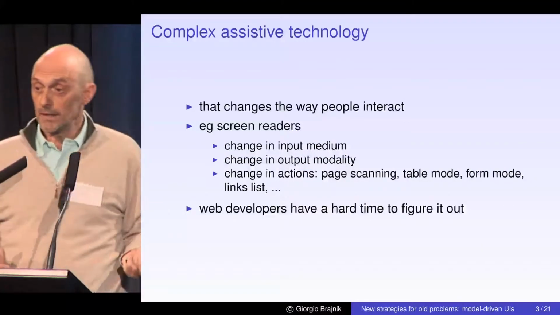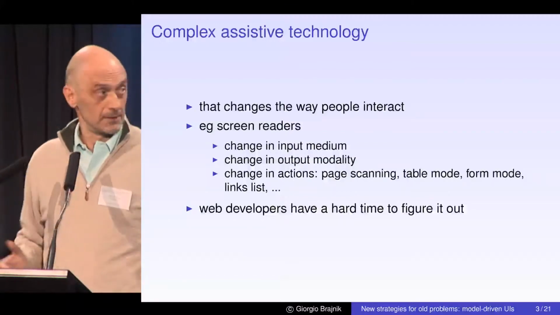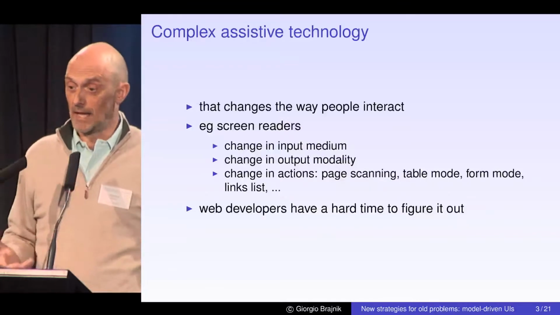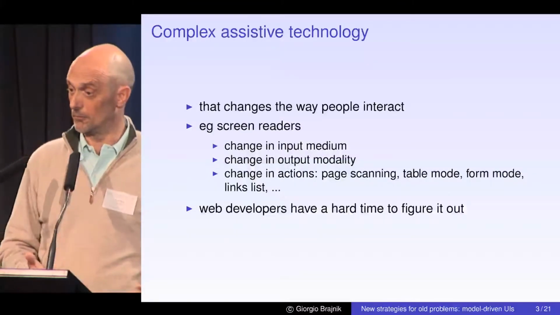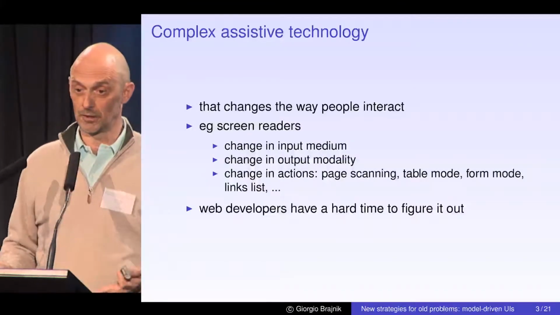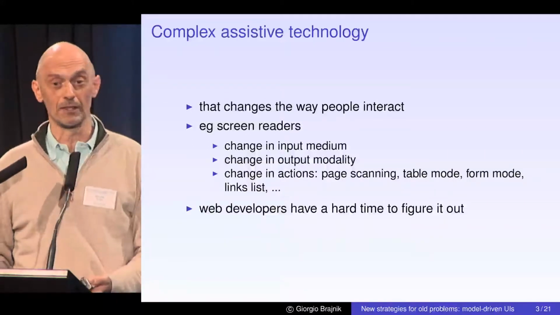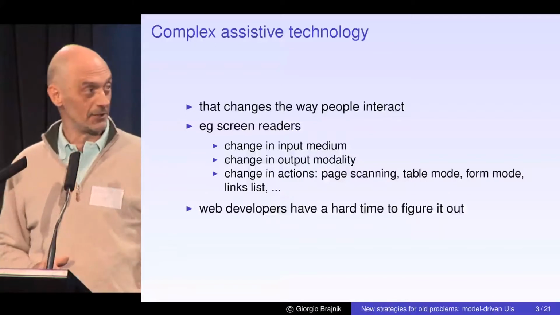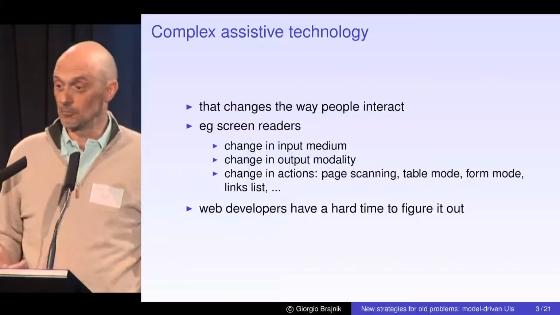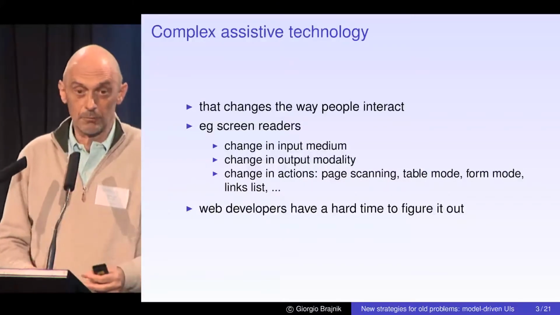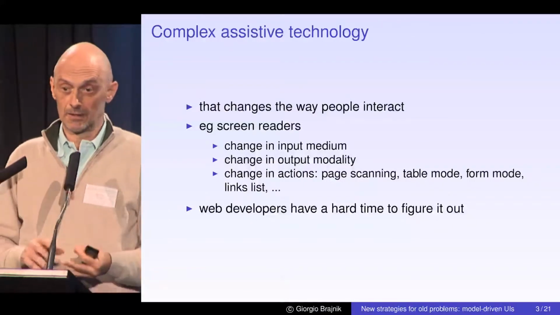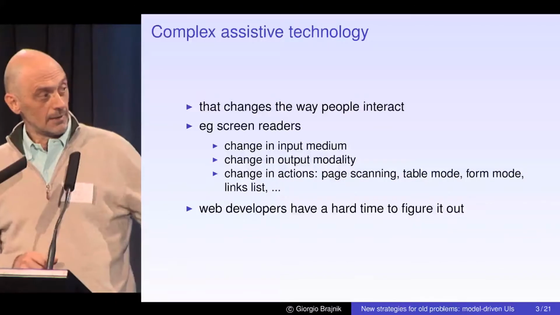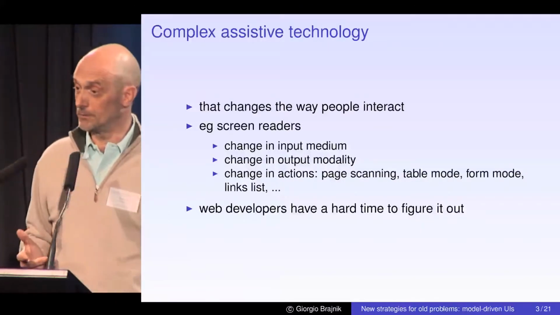We have complex assistive technology, screen readers. They change the way people interact. They change the modality. They change the medium from a two-dimensional visual representation to a monodimensional, irreversible temporal representation. They change the output modality and the input modality, so people don't use a mouse, or if they use a touchscreen, they use it in a certain way. It changes the kind of actions that people can do.